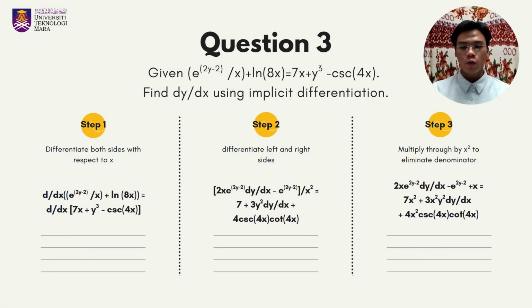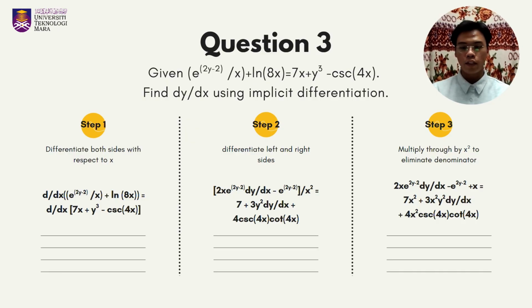Assalamualaikum warahmatullahi wabarakatuh. My name is Muhammad Zafran Zaim Muhammad Arif. Today we will do question 3. Given that e to the power of (2y minus 2 divided by x) plus ln 8x equals 7x plus y to the power of 3 minus cosecant 4x, we need to find dy over dx using implicit differentiation. The first step is to differentiate both sides with respect to x.